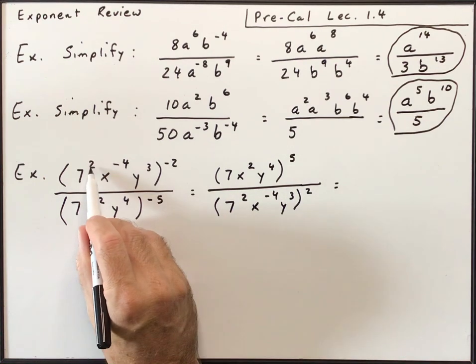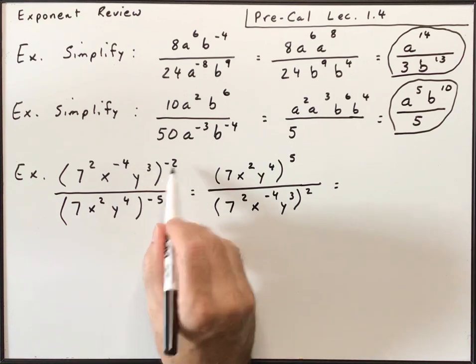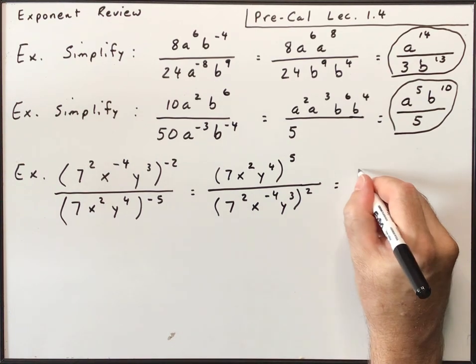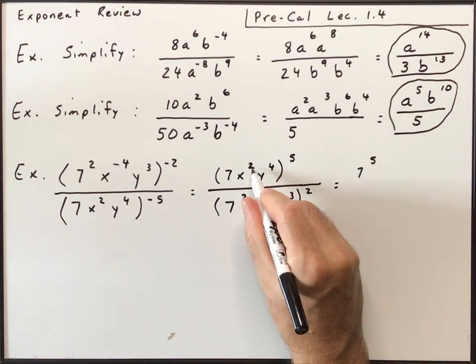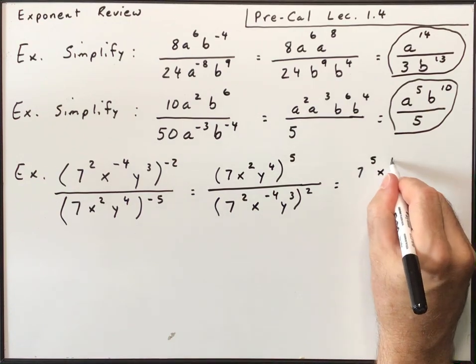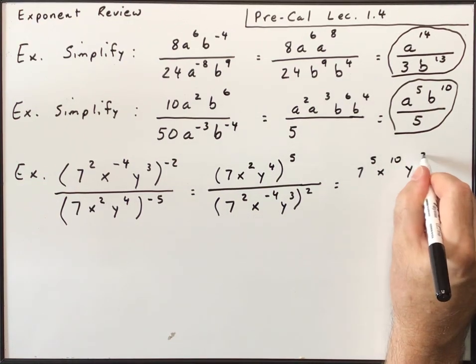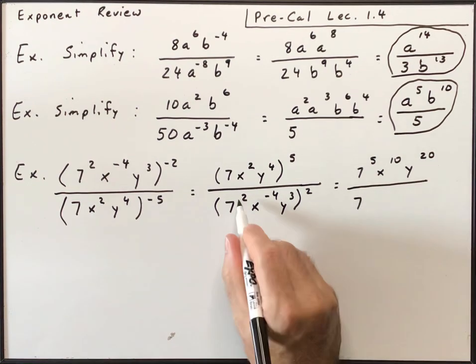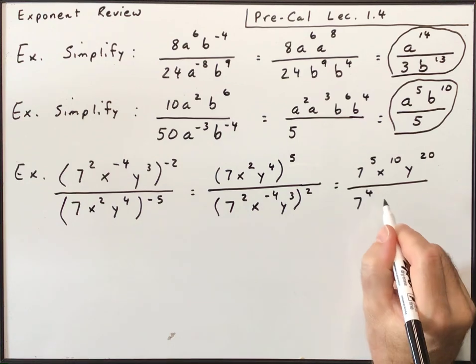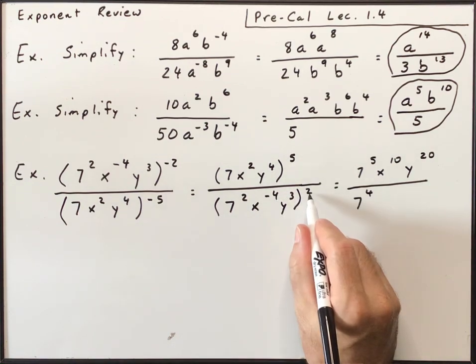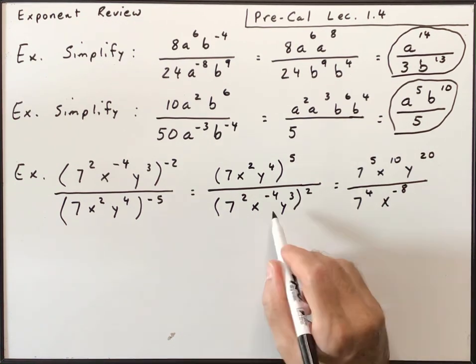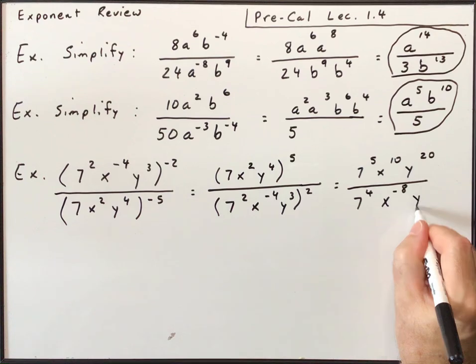So there will be a lot less movement in the end. Okay, you could go ahead and say this is 7 to the negative 4, x to the 8th, y to the negative 6, but there's going to be a lot more movement. Now you're going to only have this one negative term. So this would be 7 to the 5th, x squared to the 5th would be x to the 10th, y to the 20th, then 7 squared would be 7 to the 4th, x to the negative fourth squared would be x to the negative 8. And then y cubed squared would be y to the 6th.